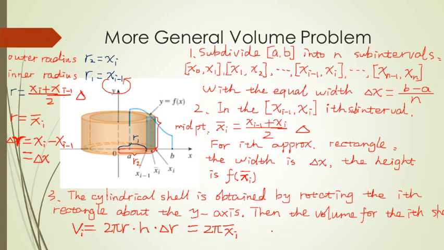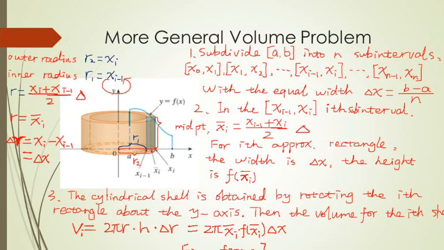What is the thickness? Let's write delta r first. What is delta r? Delta r is the same as delta x. That is the width of each subinterval. What is the height h? So from here we can check that this one gives the height. Actually, the height of the ith shell is the same as the height of the rectangle. So what is the height of the rectangle? The function evaluated at xi bar. So again, it's the same as the former circumference.